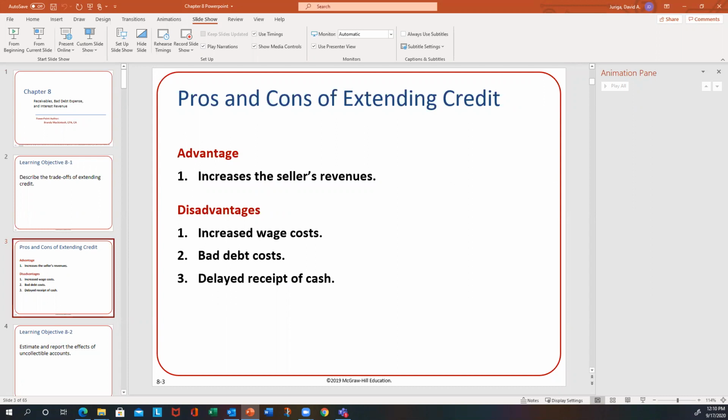But at the same time, by extending credit, it will delay your receipt of cash. It also is going to increase your risk because you could actually lose some of that cash. And then you're probably going to have more personnel involved in keeping track of the accounts receivable, so your overall salaries and your business expense could also go up. But the big pro is the fact that it will increase your revenue because you can do a lot more transactions if you can say pay me later.